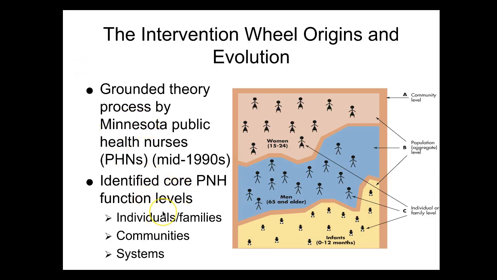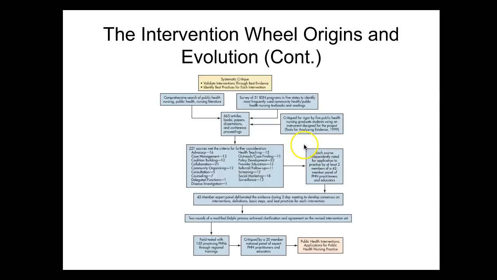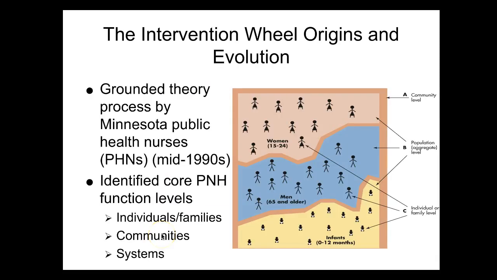All right, so they identified the core public health nurse function levels. So individuals, we talked about that, community and systems, okay? You can see that at the individual or family level, we are going to obviously discuss the individual. If we're talking about a baby, we're also going to discuss maybe grandparents and moms. The population aggregate level, so that's the group in general, and then the community level.